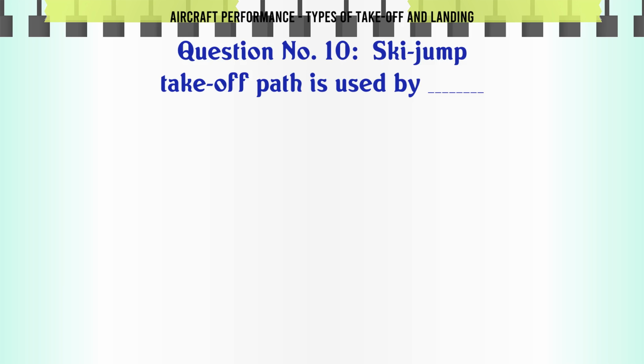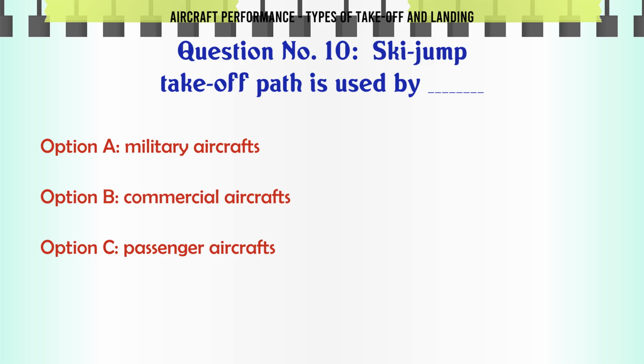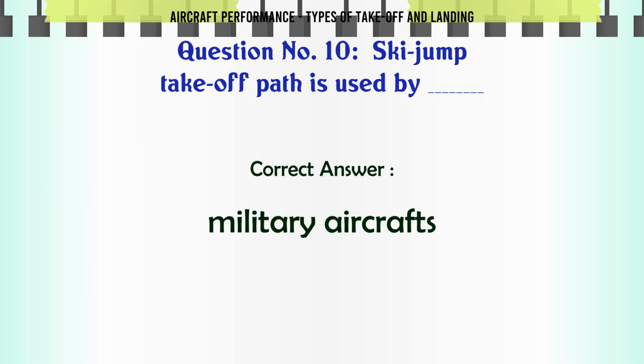Ski jump takeoff path is used by: A: Military aircraft. B: Commercial aircraft. C: Passenger aircraft. D: Cargo aircraft. The correct answer is military aircraft.